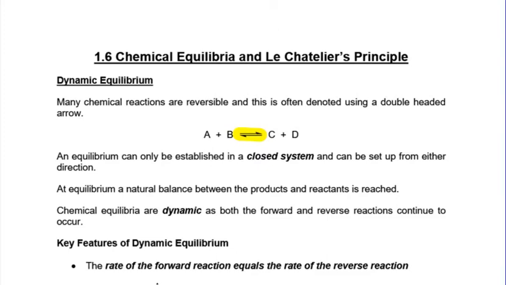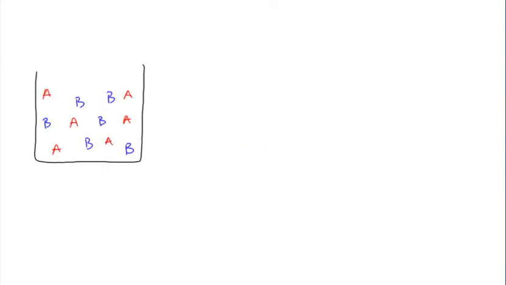A and B are in equilibrium with C and D. So at the start of the experiment you have to start with something, so you start with your reactants A and B and you put them in a beaker, and the reactants start to collide, and as they collide they convert into products. So you start to see the point where on the other side you have created some C and some D.